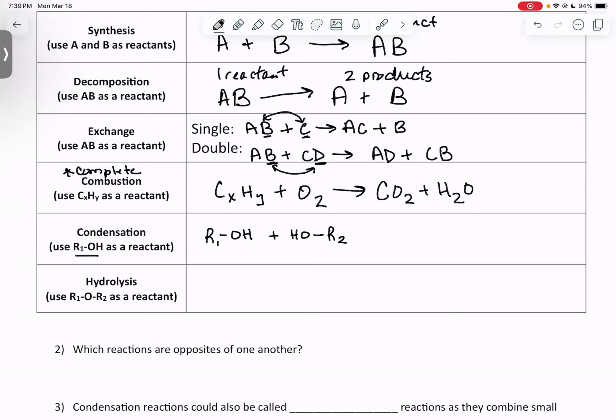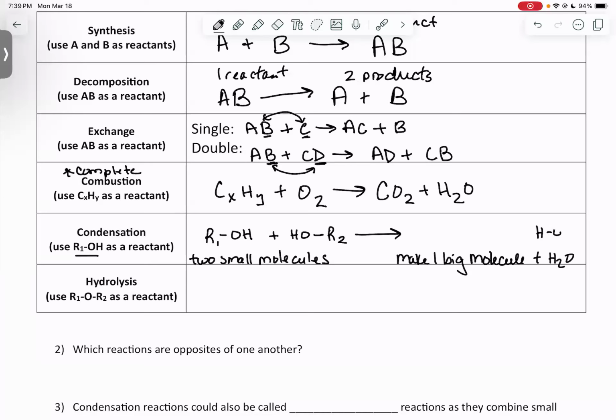The whole point is we're going to start with two small molecules, right? And then we're going to make one big molecule plus water. So where does the water come from? Well, what is water?